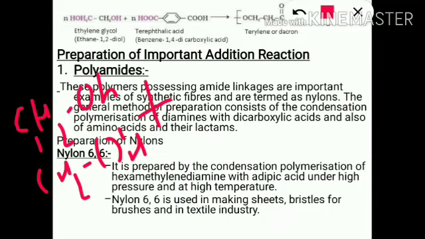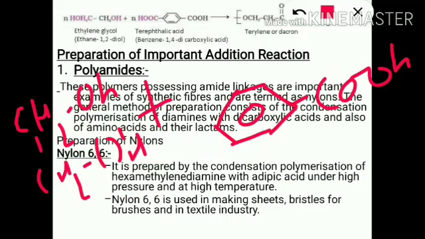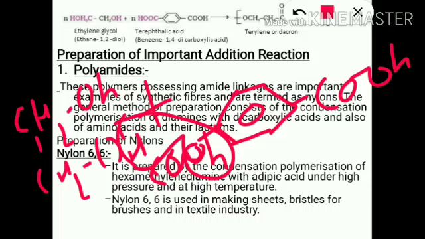What is the formula of terephthalic acid? A benzene molecule containing two COOH groups, that is called terephthalic acid, and this is called ethylene glycol. So there is a removal of water, H from there and OH from there, this water molecule is removed and formed.